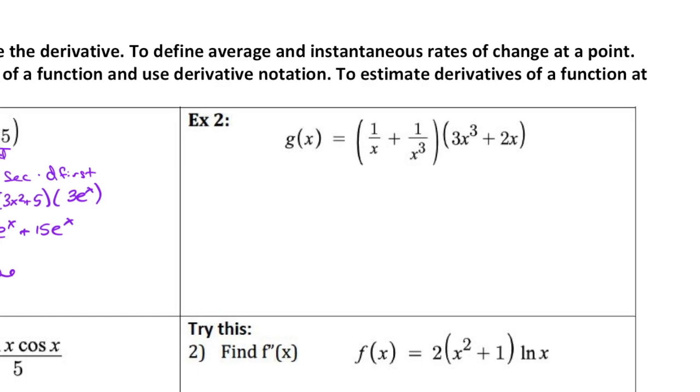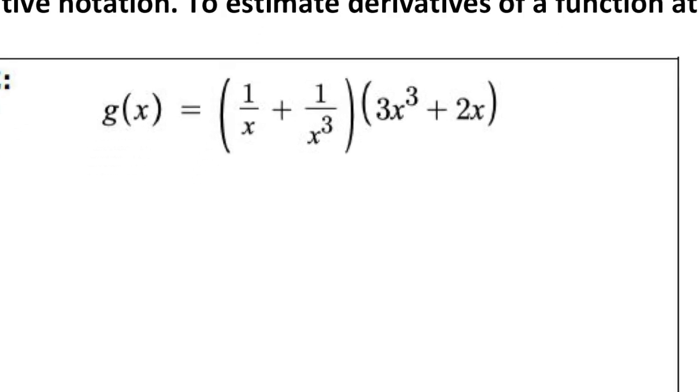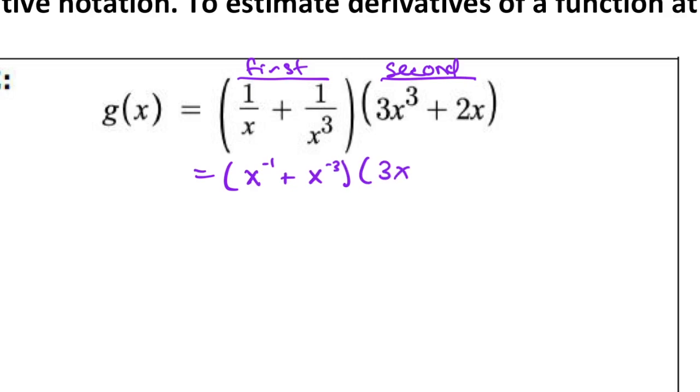As we look at example 2, I definitely see a product. We're going to call the first binomial expression and the second binomial expression. But we should do some algebra to make our problem easier before we think about the product rule. So we'll rewrite our problem as x to the negative 1 plus x to the negative 3, and then we will get working on the product rule.